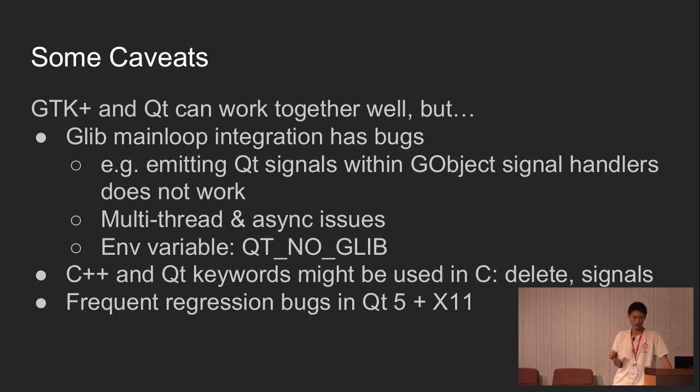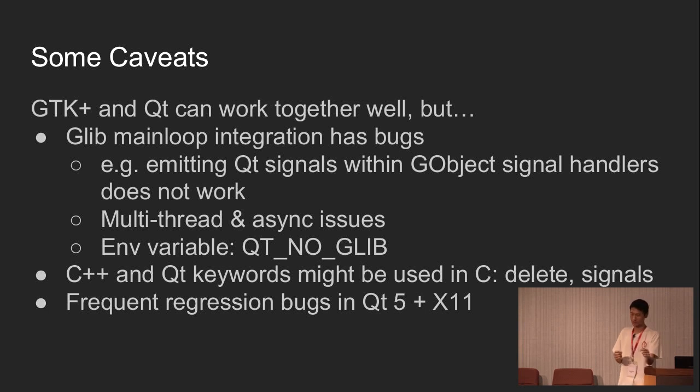And also in Qt there is an environment variable named QT_NO_GLIB. You know what it means: you can turn off glib integration. And if your program depends on glib and the user specifies this environment variable, your application will be broken in some ways. And we actually have some bug reports related to this. So there are still some caveats.